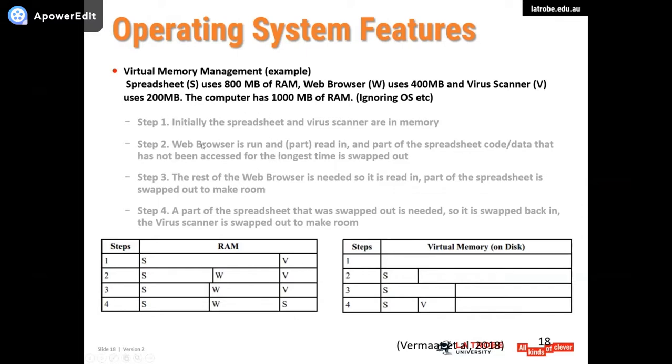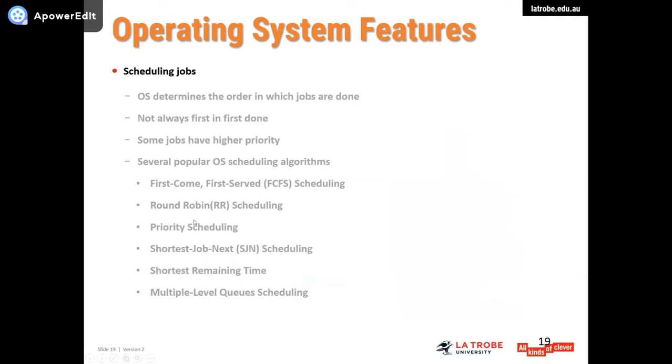Then it's scheduling jobs. So for this part, you just need to understand scheduling jobs, why it's important and why we need that. And for these different scheduling algorithms, you can skip that for now.